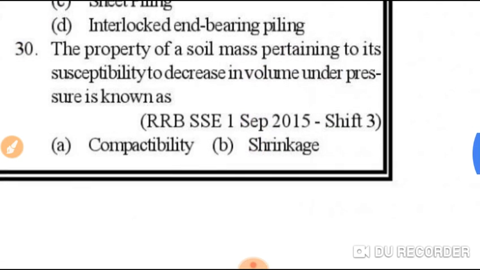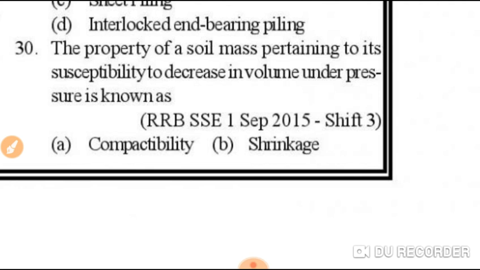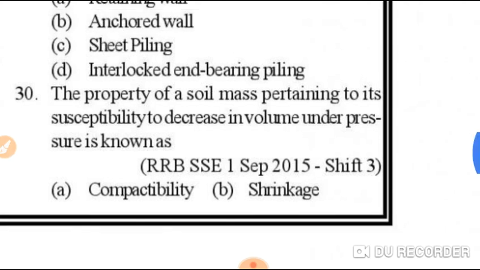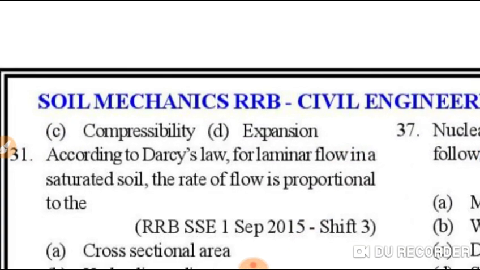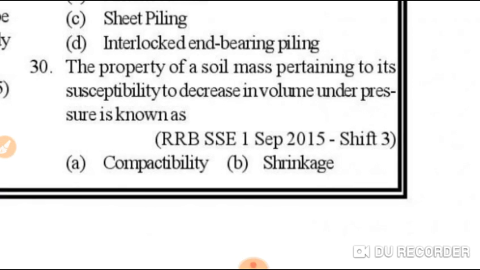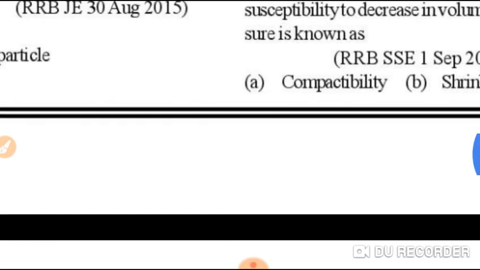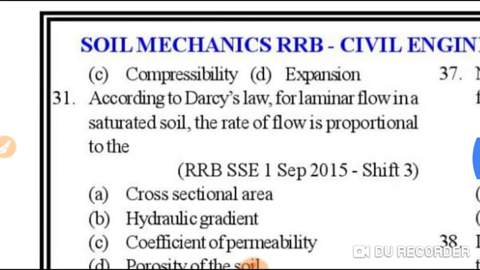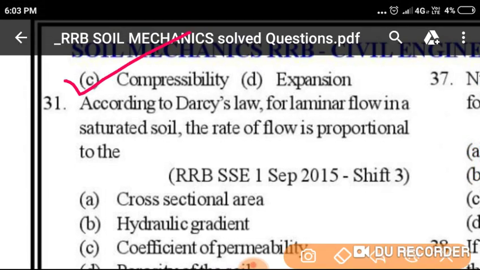Question number 30. The property of a soil mass pertaining to its susceptibility to decrease in volume under pressure is known as option A compactability, option B shrinkage, option C compressibility, option D expansion. So the property is known as compressibility. That is option C is the correct answer.